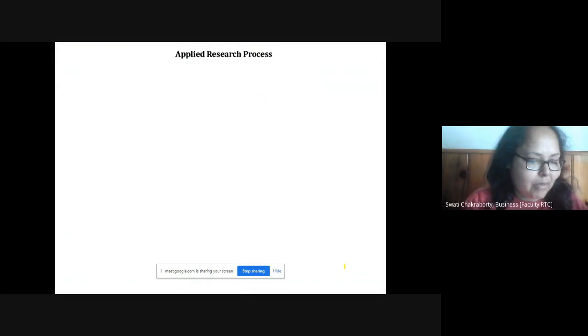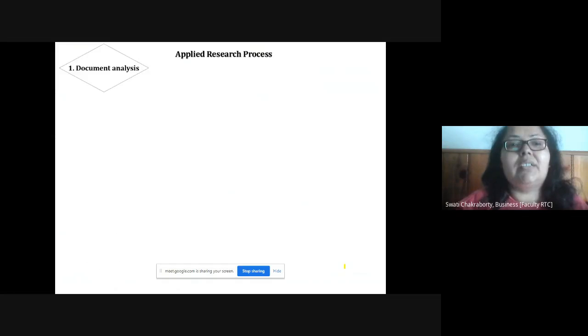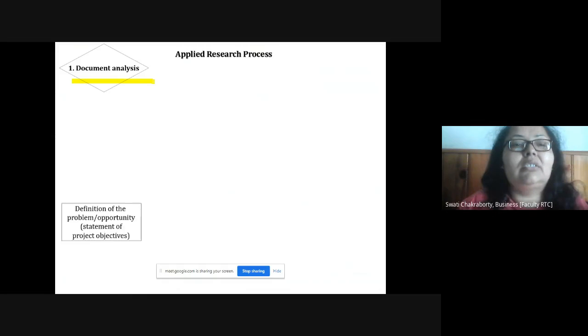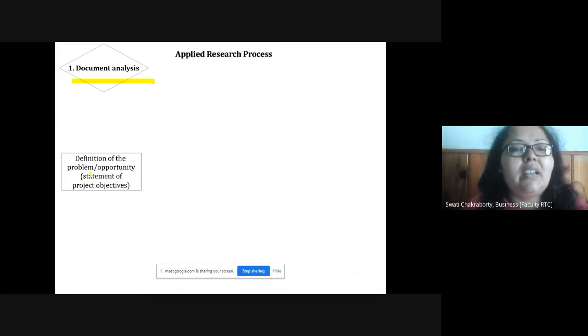Okay, so the applied research method. This is how you will actually do it. This is exactly what you're going to go about. You first need to analyze the documents of the company, right? Next, you define the problem or the opportunity, which is also the statement of the project objectives, right?